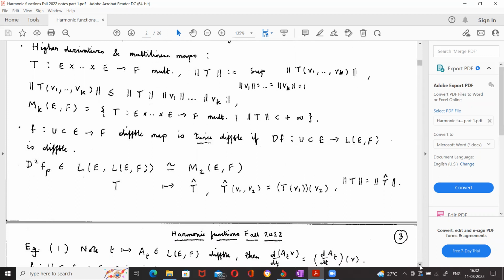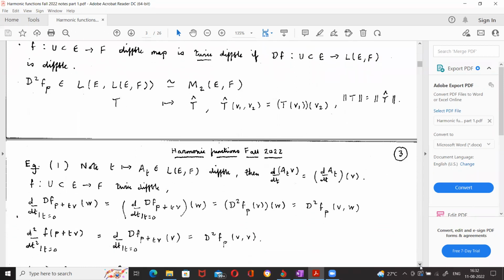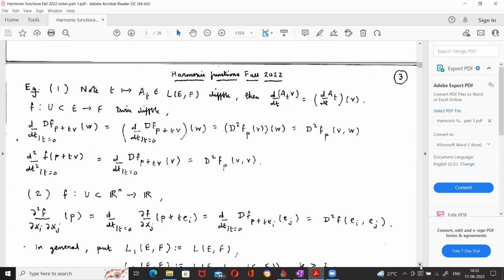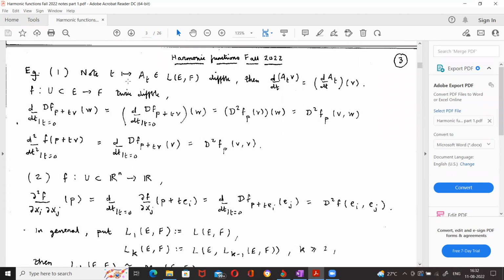Is this okay? So how do we calculate this second derivative? Let's do some calculations. First of all, notice that suppose I have a differentiable curve t maps to A_t in the vector space L(E,F). If I take a vector v in E and apply A_t to v, this gives me a curve in F. Then d/dt of A_t v is equal to d/dt of A_t, the whole thing applied to v. A_t is a curve in L(E,F), so d/dt of A_t is an element of L(E,F), and I can apply it to the vector v. This is easy to show.